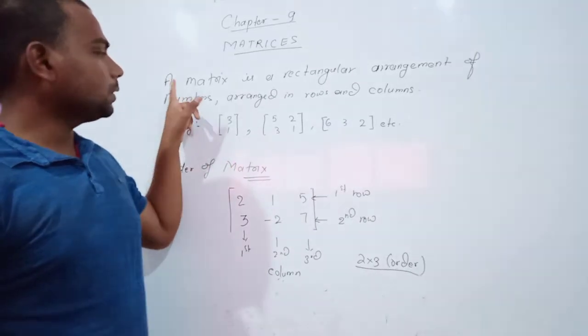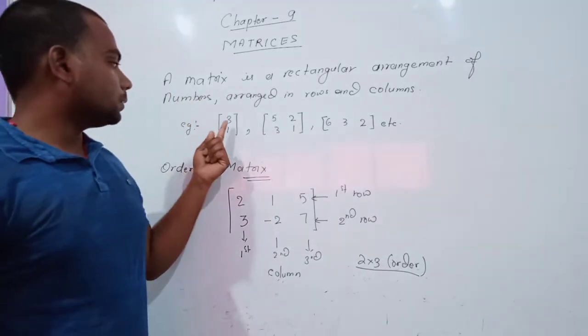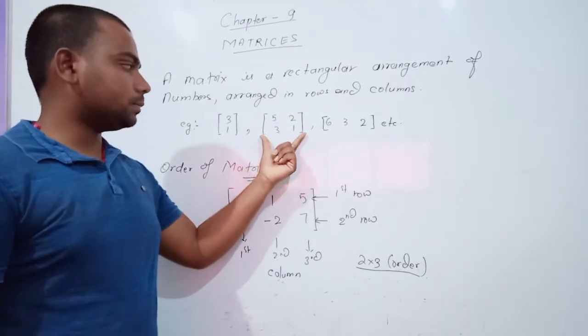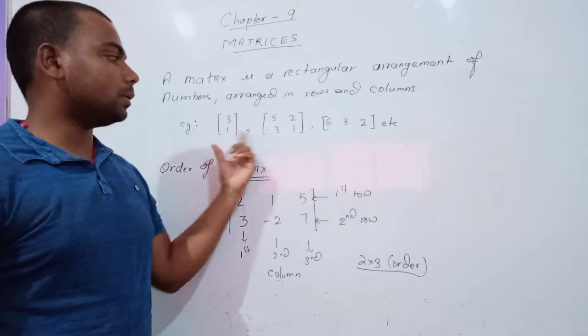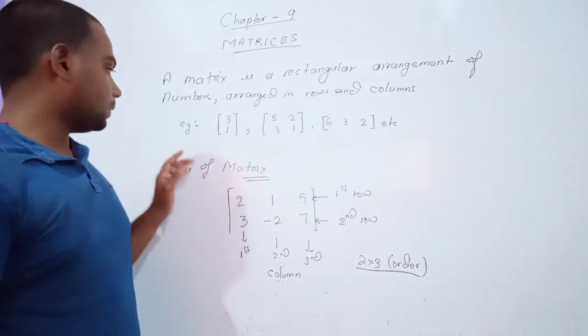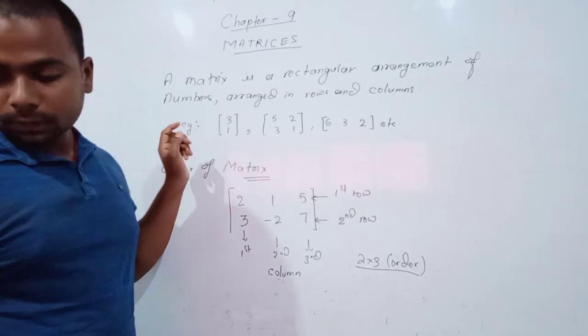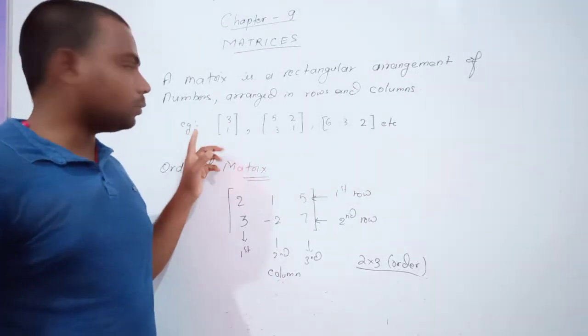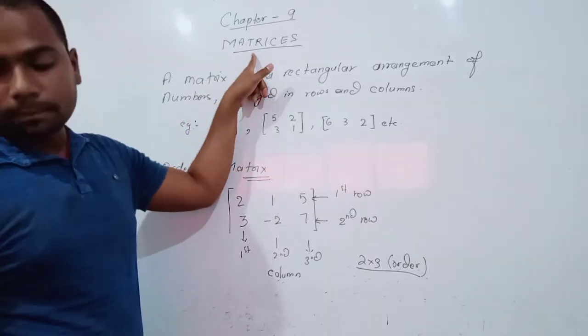So here 3, 1 has been written, 5, 3, 2, 1. These are arranged in rows and columns. These numbers will be called a matrix. The plural of matrix is matrices.